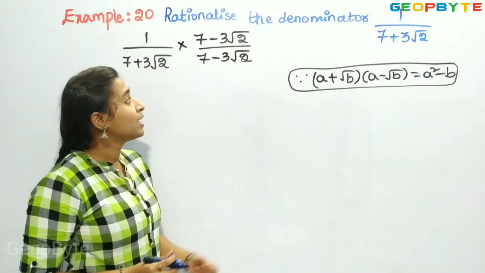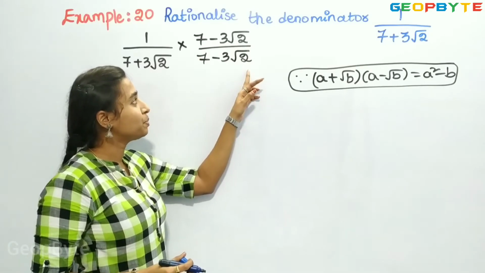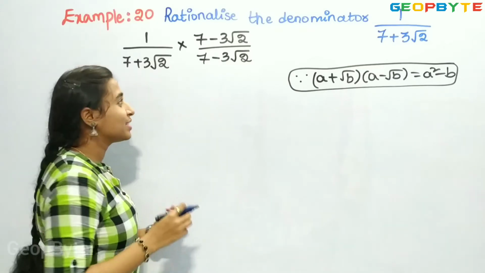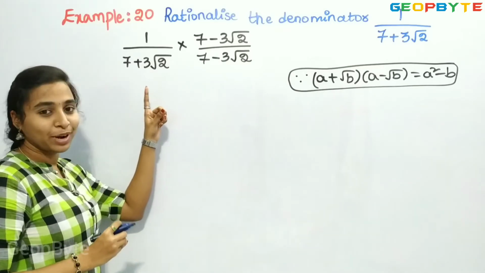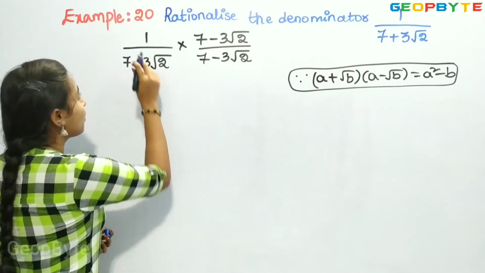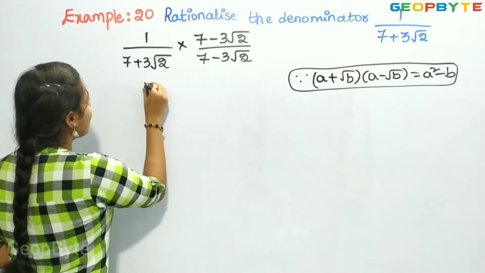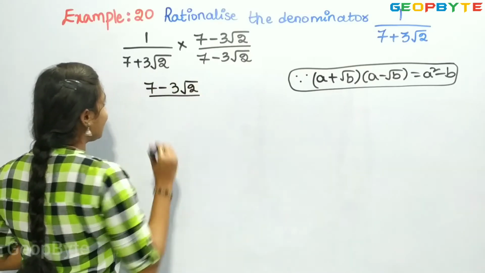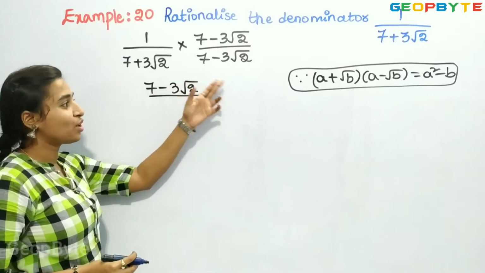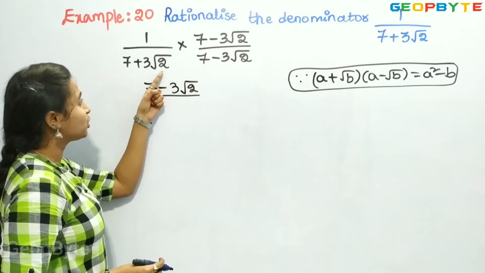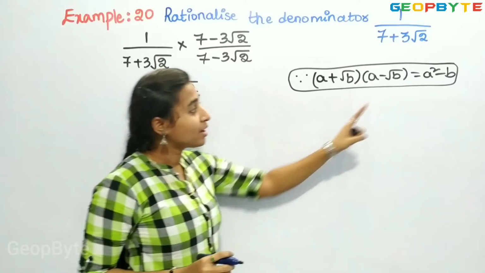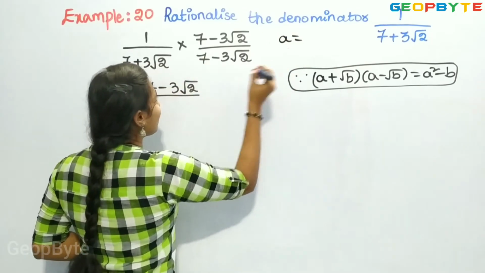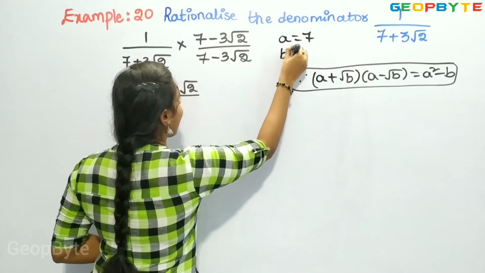Right? See, here this is A minus root B. This 3 is just multiplied with the root 2. We will solve them. First, let us multiply the numerators and denominators. 1 into 7 minus 3 root 2 is nothing but 7 minus 3 root 2 by, see, this is in the form of that identity A plus root B into A minus root B. The answer is A square minus B. Here we have A as 7, B as 2.